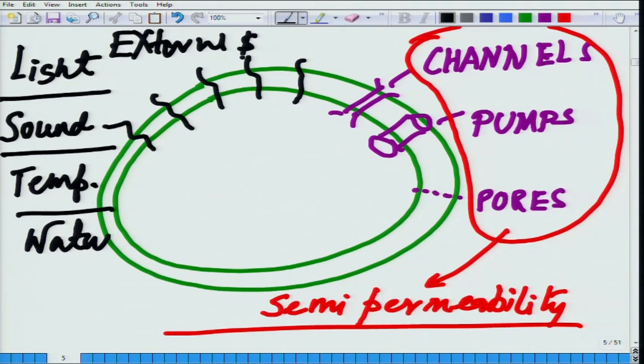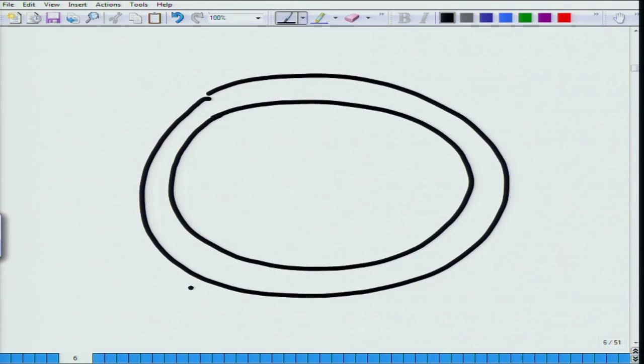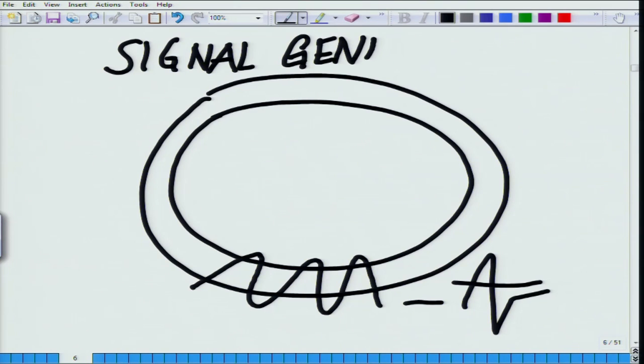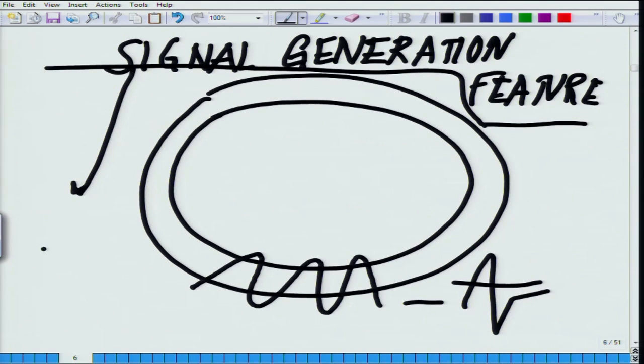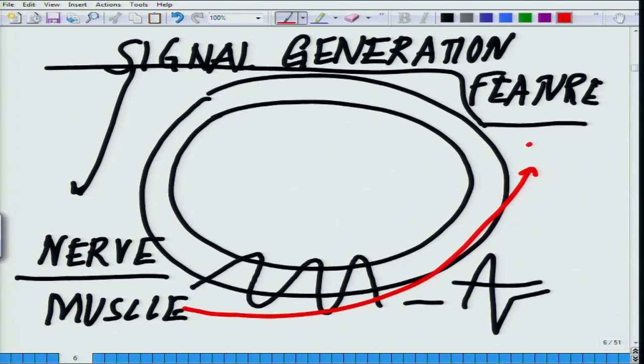There is another feature. Most of these cells, if I draw the cell now like this, change their permeability and have the ability to generate signals, which could be electrical in nature: signal generation ability. This is another common feature of the different membranes present in the cells, which includes the nerve cell, we'll be talking in depth eventually on this, and the muscle cell, which includes both kinds of muscle, the cardiac, which is forming your heart, and the skeletal, which is forming most part of your body.